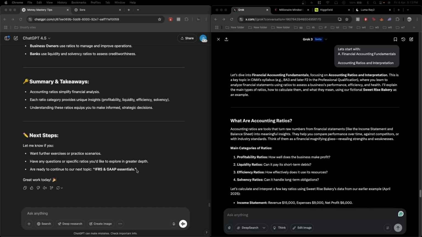So I think ChatGPT provides a good summary overview of what we need to understand. And now we can move on to Grok for a more analytical understanding of how these ratios work, because I find Grok provides a more analytical ratio compared to ChatGPT. So let's see what Grok has in store.